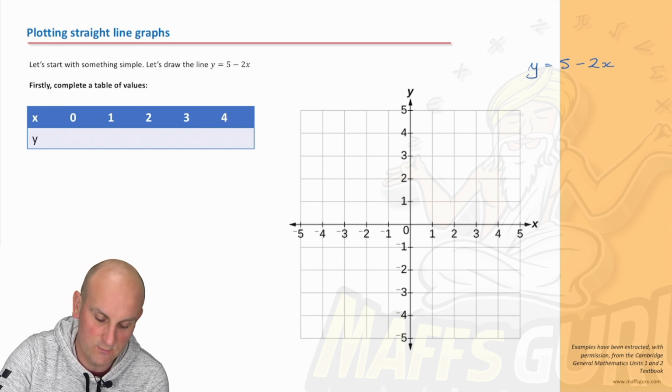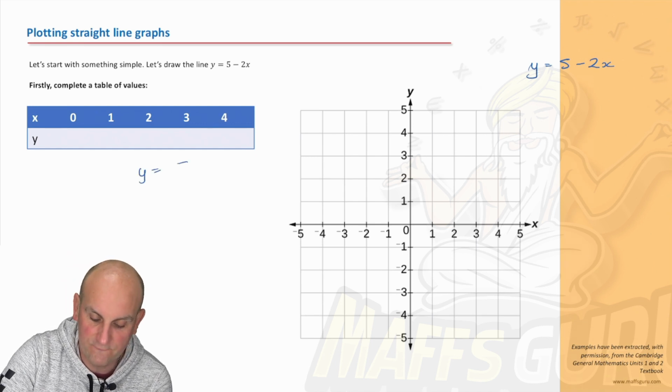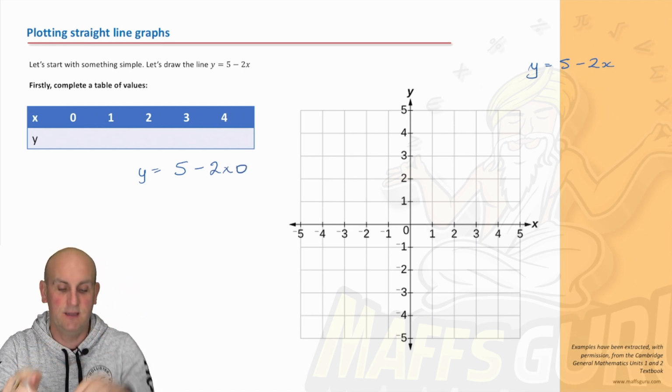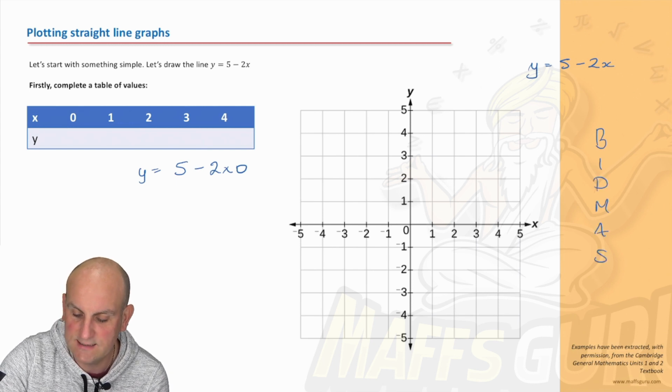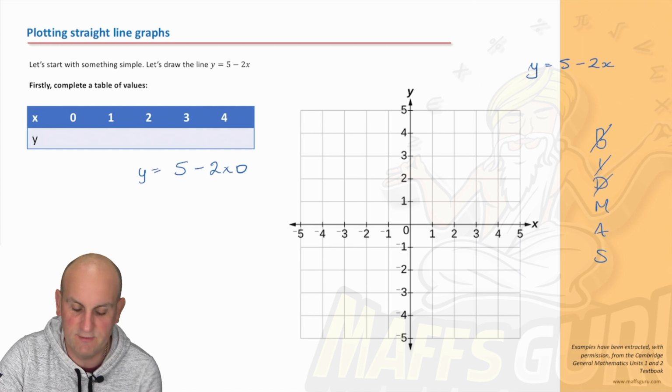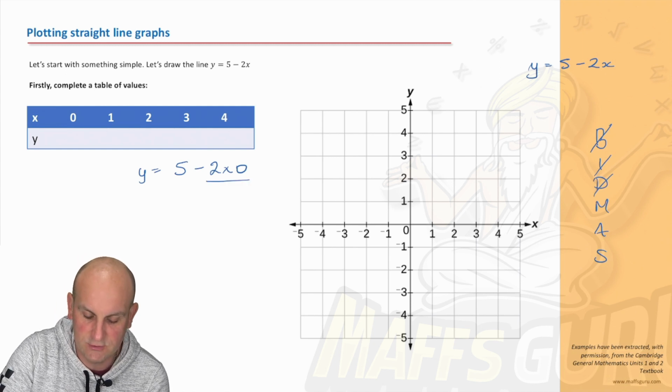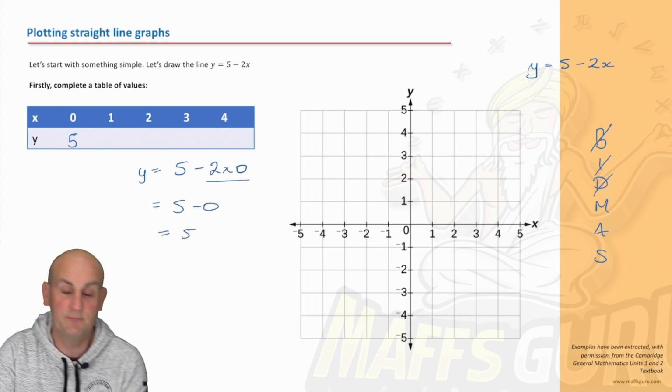All right, so let's start with 0. y is equal to 5 minus 2 times 0. Again, between that 2 and the x is times. Because we must make sure that we're following BIDMAS. Brackets, nut, indices, nut, division, nut, but there is a multiplication. So we have to do that 2 times 0 first. 2 times 0 is 0. 5 minus 0 is 5. And ka-ching, there is my first value.